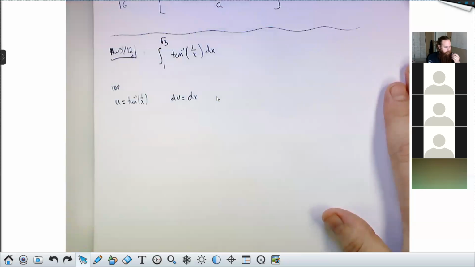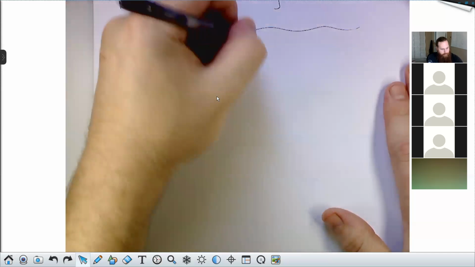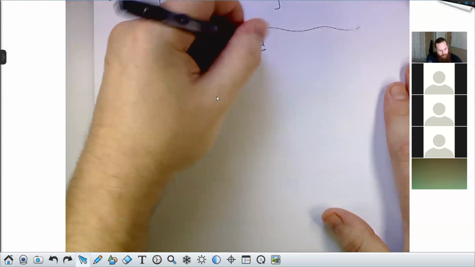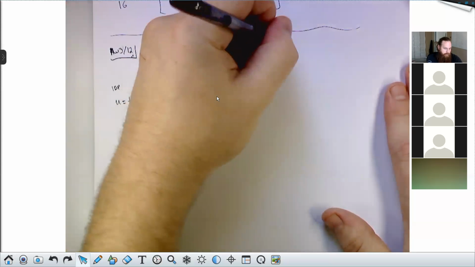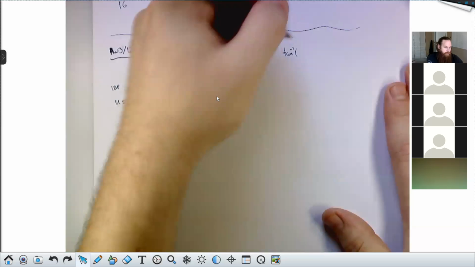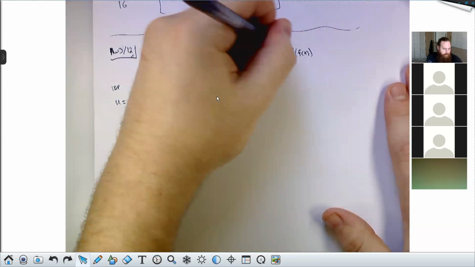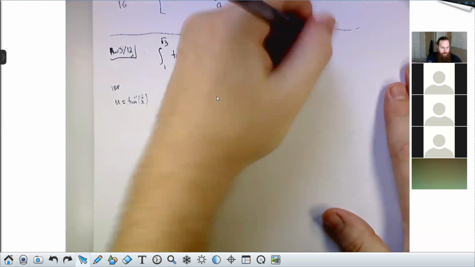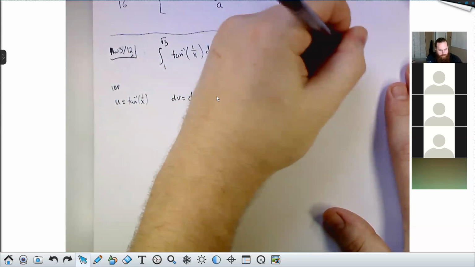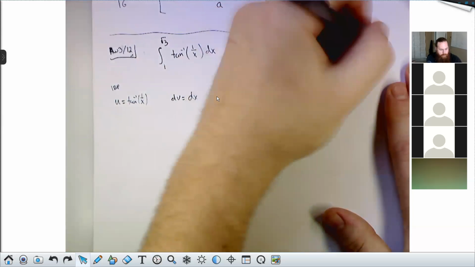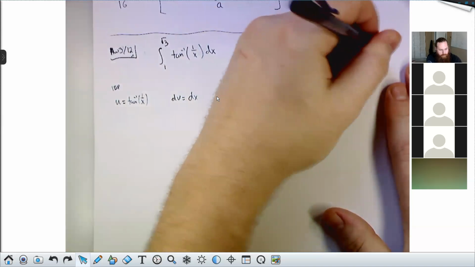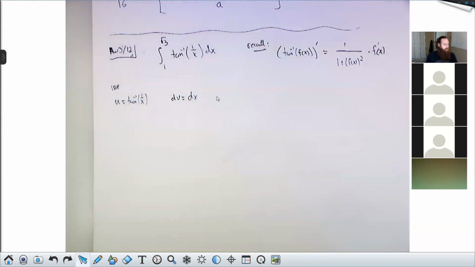You may need to remind yourself how to differentiate arctan. So I'll say recall. The inverse tangent of some stuff, and I'll say that stuff is f of x, will differentiate to 1 over 1 plus f of x squared times f prime of x. It's the chain rule.